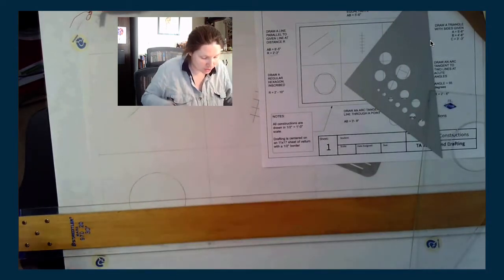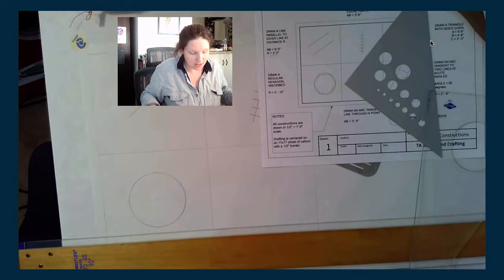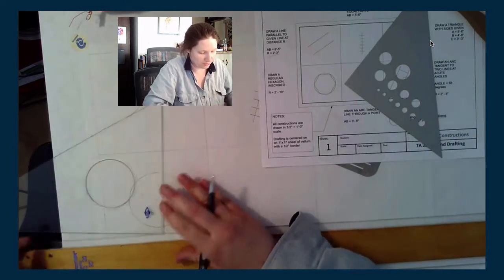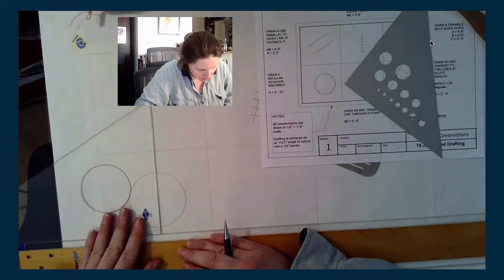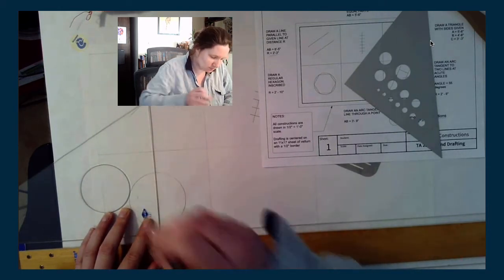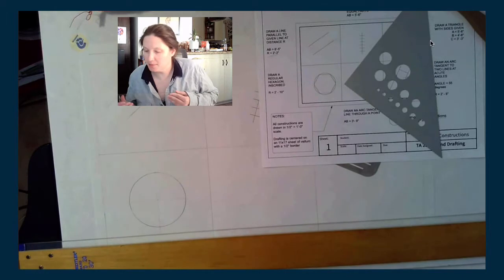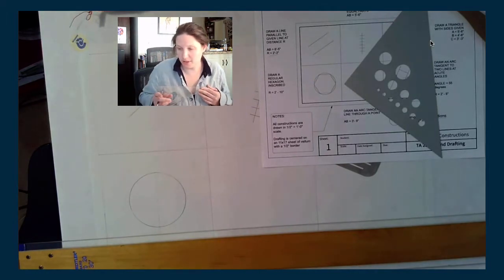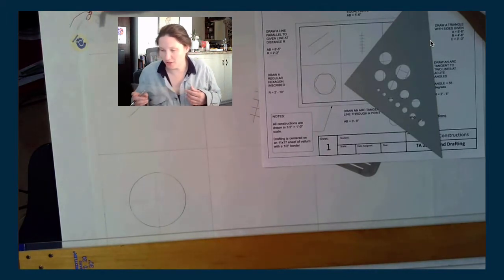This is again a construction line, so I want to keep it nice and light. And then I'll do the same thing through the center point with a vertical. Great. Now, next step. Draw diagonals through the center point using either 30 or 60 degree angles.